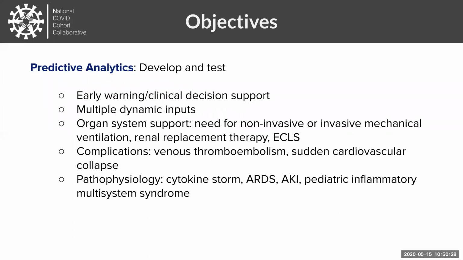Next slide, please. So, there's some overlap between these two tasks, but we also have a vision to be able to answer questions that would fall under the umbrella of predictive analytics that might become early warning or clinical decision support tools. These frequently have multiple dynamic inputs, and these might be analytics for the need for organ system support, the need, for example, for non-invasive or invasive mechanical ventilation. So who's going to need to get intubated, who might not. Renal replacement therapy, which is becoming a constrained resource as well, and or extracorporeal life support in places where that's offered.